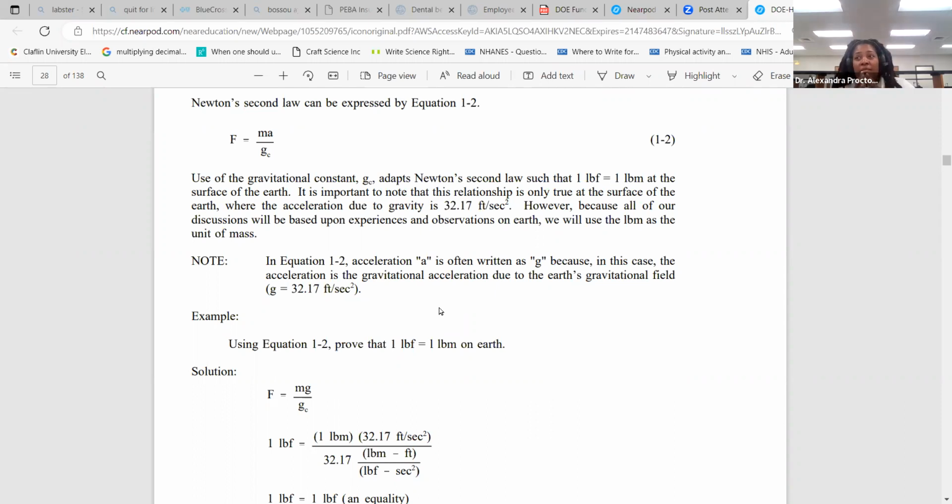If they talk about any other force, then usually that a is supplied. Sometimes when they've given you the constant already, they may not necessarily tell you, because they're expecting you to understand that whenever you're talking about anybody's weight, you have to include gravity. You have to use gravity. So using that equation 1.2, prove that 1 pound force is equal to 1 pound mass on Earth.